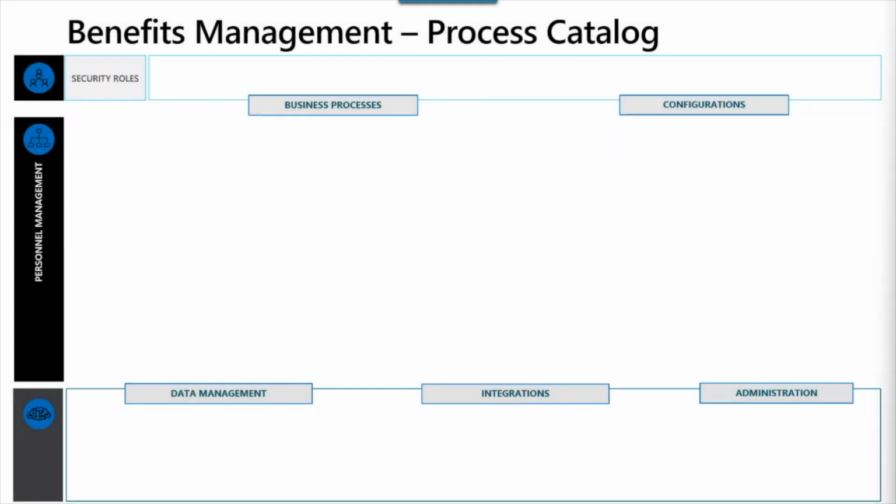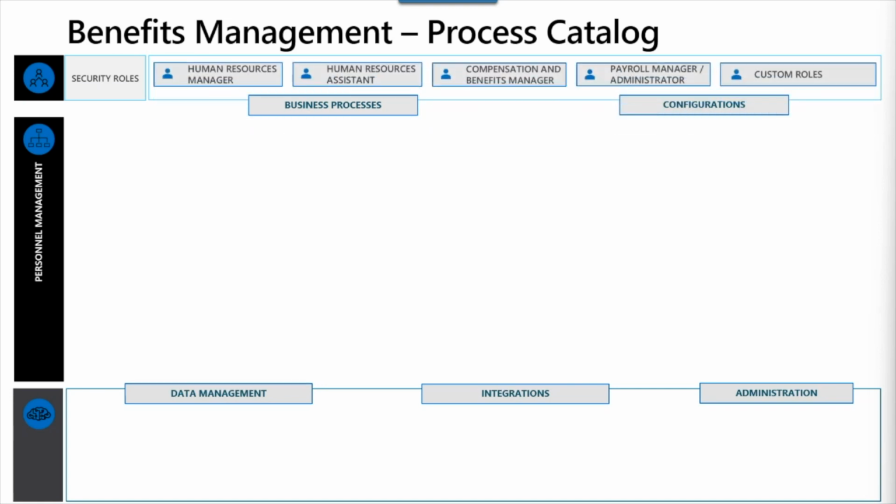To get started today, we're going to review the process map for benefits management. Like our past process maps, we've broken the map down into 4 main groups for security, business processes and configurations, as well as administrative tasks, including data management and integrations. Let's start by looking at security roles.